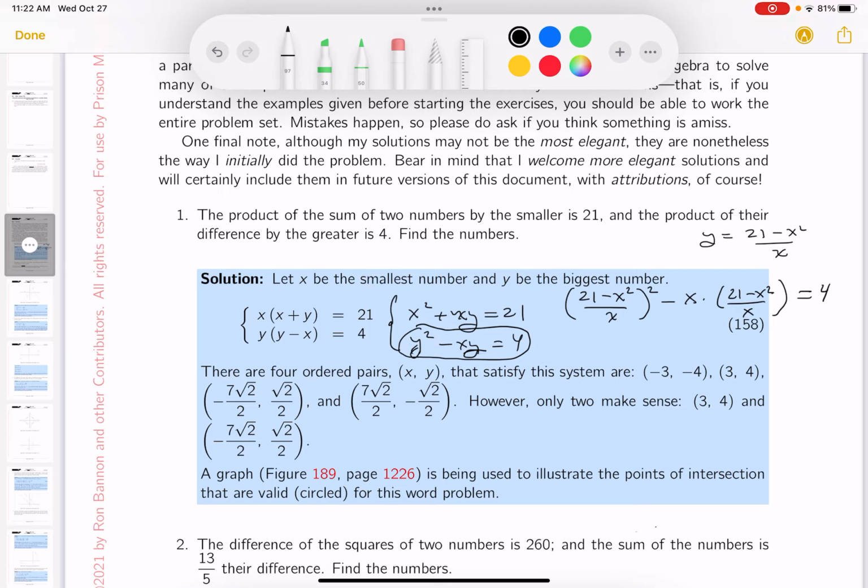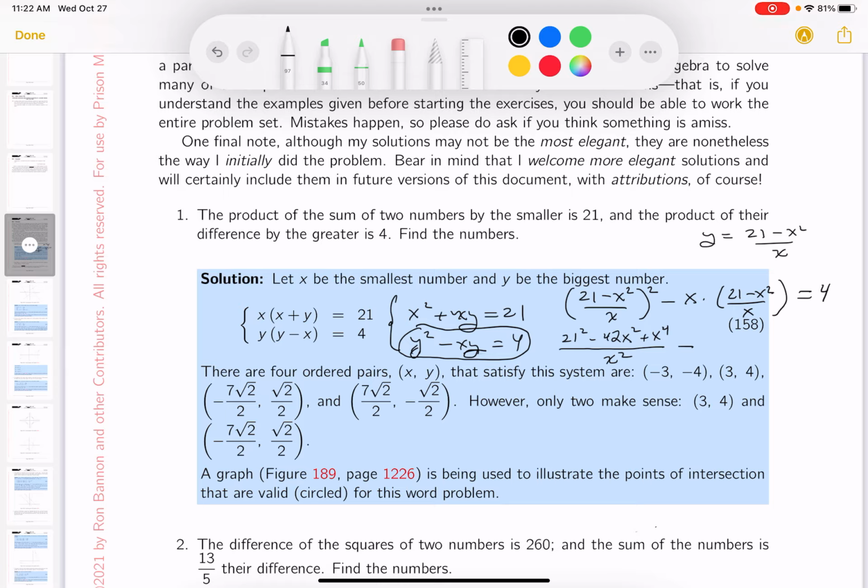Did it again. 21 squared minus 42 x squared plus x4 all over x squared. Well, that's done. Let's do the next term.